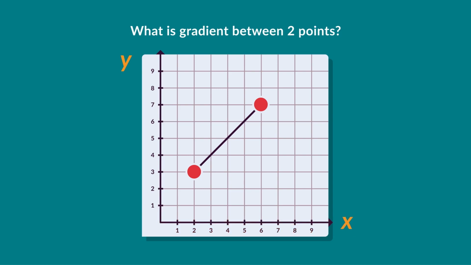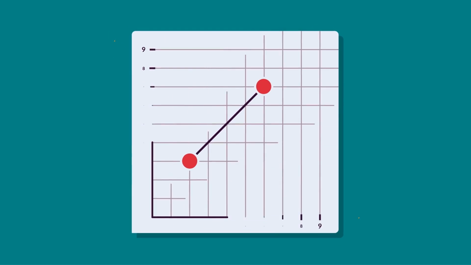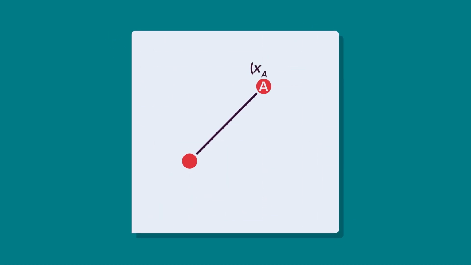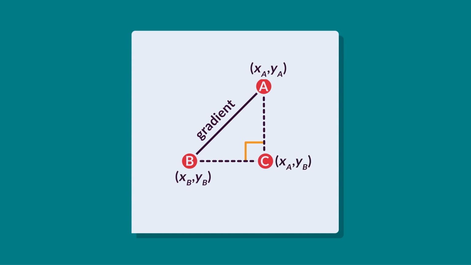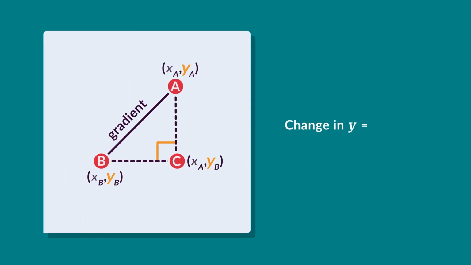To find a general formula for this, we start by labeling the points. Point A with the coordinates (xa, ya), and point B with (xb, yb). A right-angled triangle is used to calculate the gradient. Using this triangle, we will compare the length of the horizontal change, which is BC, to the length of the vertical change, which is AC. The vertex C has the coordinates (xa, yb). The change in y values is equal to ya minus yb. The change in x values is equal to xa minus xb.